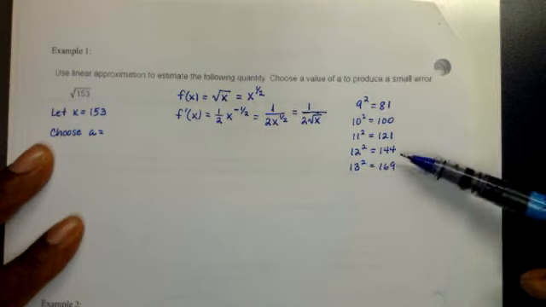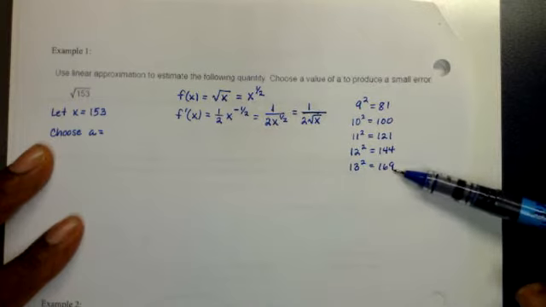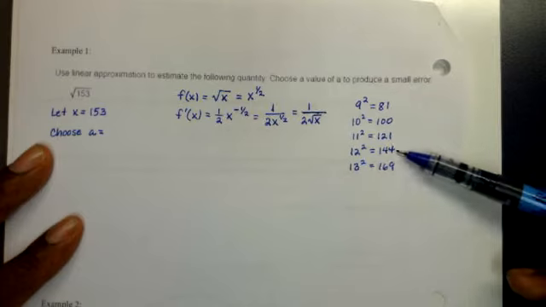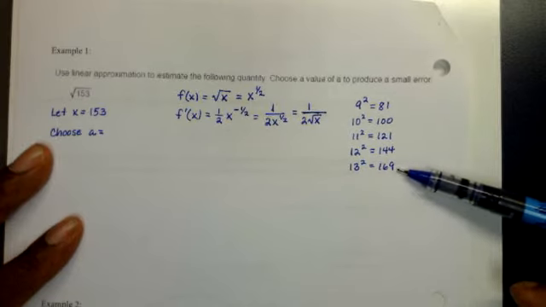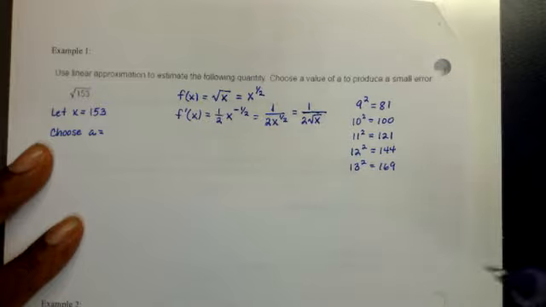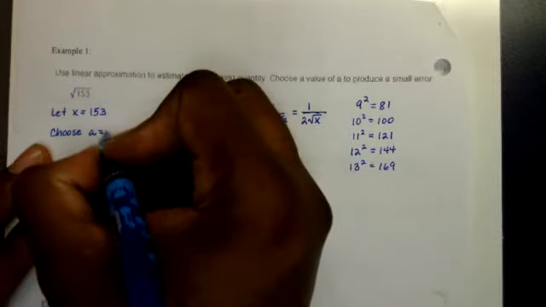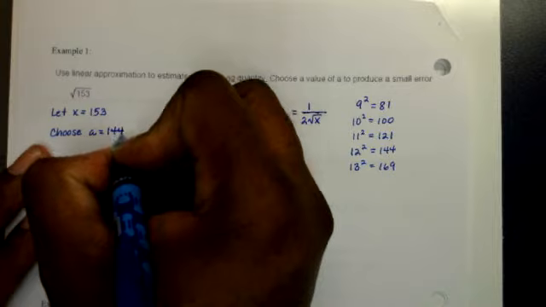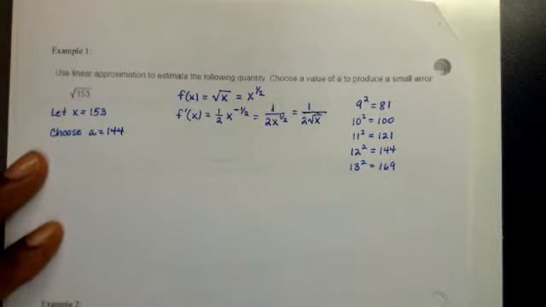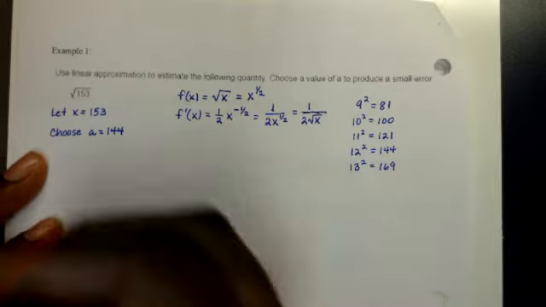Well, I see 153 is between 144 and 169. So I need to pick the one that's closest to it. Well, 144 is closer to 153 than 169 is to 153. So I'm going to choose a to be equal to 144. And then I'm going to evaluate f of a and f prime of a.